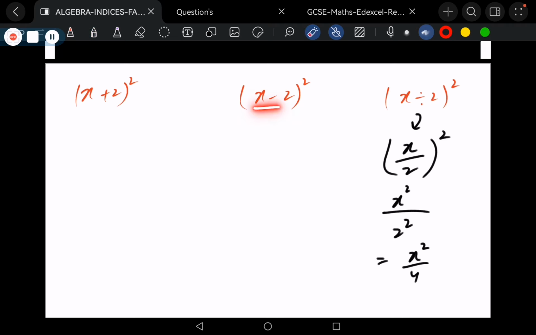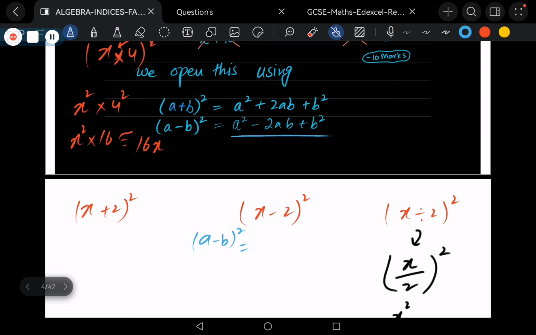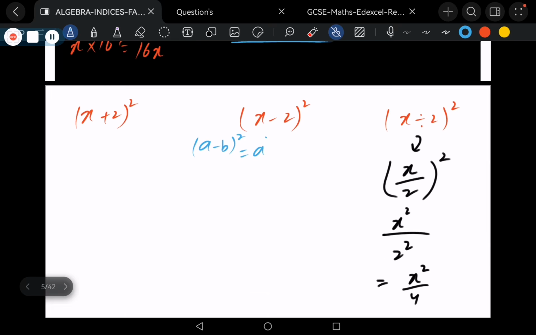Whenever I have x minus 2 whole square, see that between the two terms the operation is subtraction. I cannot apply the power on each of the terms separately. It will be wrong, right? So I have to think of something else. I have to use some formula in order to find the answer. The formula that we will use is a minus b whole square, that we learned here. It was a square minus 2ab plus b square. That formula we will use.